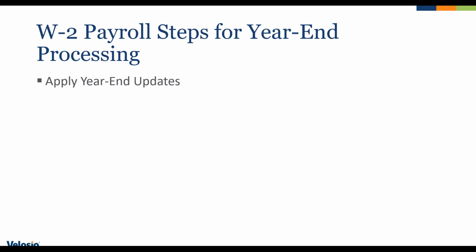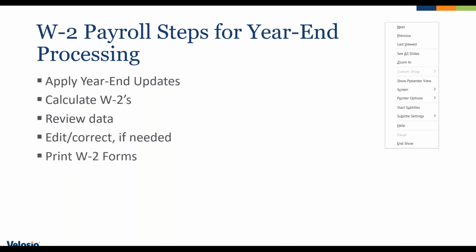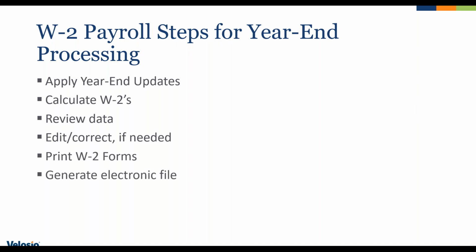Here we're going to have a high-level overview of the W-2 steps for year-end processing, and we'll go into each of these in more detail next. First, we have the year-end updates applied, and then the W-2s are calculated. The data on your W-2 forms would be reviewed. You want to make sure the information contained on them is accurate, and then make any edits or corrections as needed. At that point, you would print the W-2 forms, and then last, you would create the electronic file. And that's if you're going to be filing electronically.